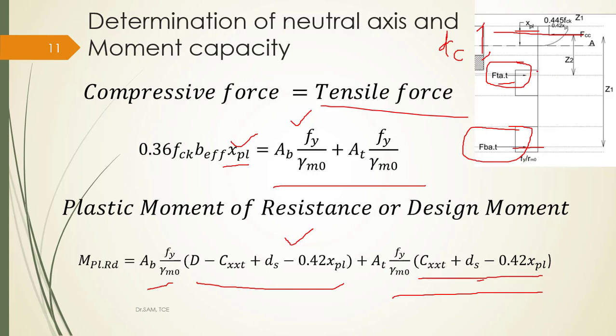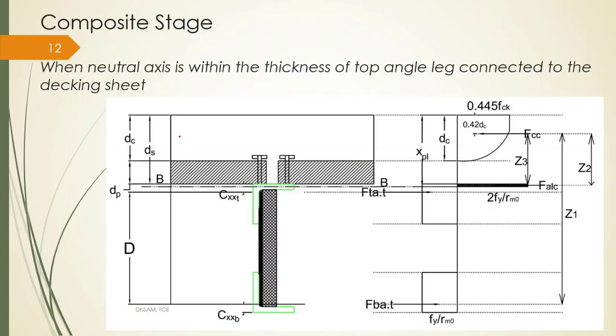From the CG, this is the C distance, ds minus 0.4 to XU. From this expression, I could get the plastic moment of resistance of this composite truss when the neutral axis is within the concrete slab. The next case is when the neutral axis is within the thickness of the top angle leg.